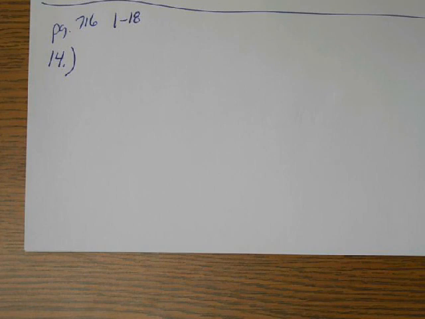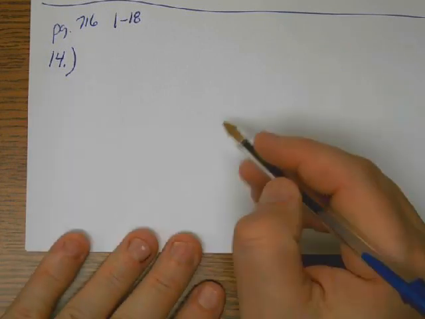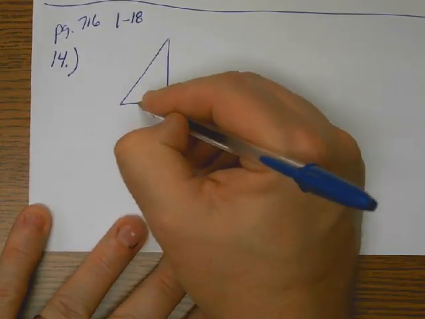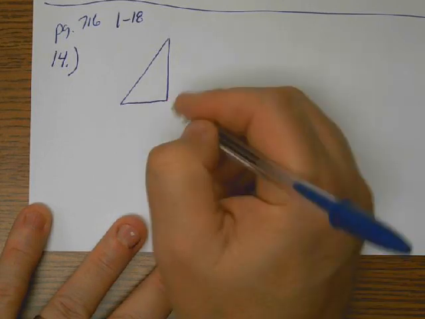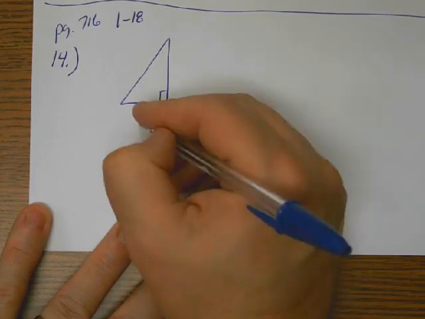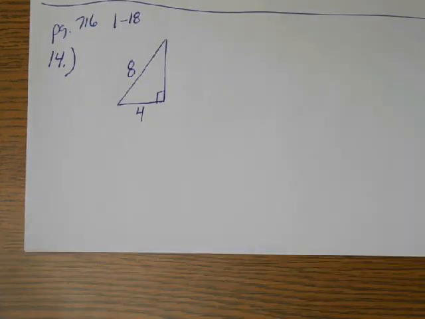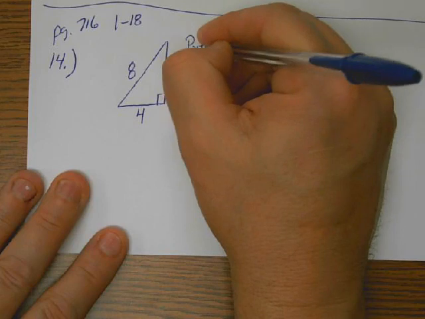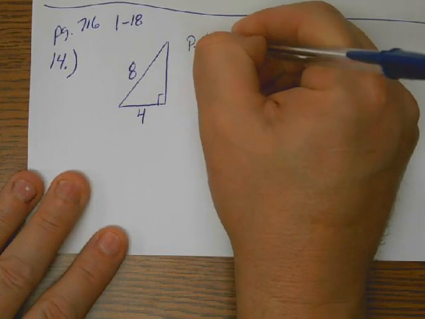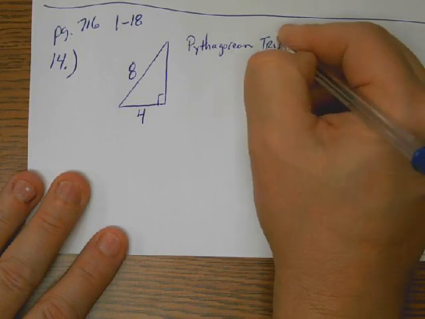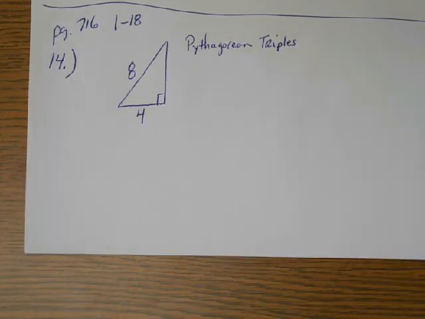Each right triangle, find the unknown side length using Pythagorean if it is possible. So we know that this is 4 and this is 8. This is dealing with Pythagorean triples. So are we dealing with SOHCAHTOA, or are we dealing with special right triangles? No, these are not. These are Pythagorean triples.